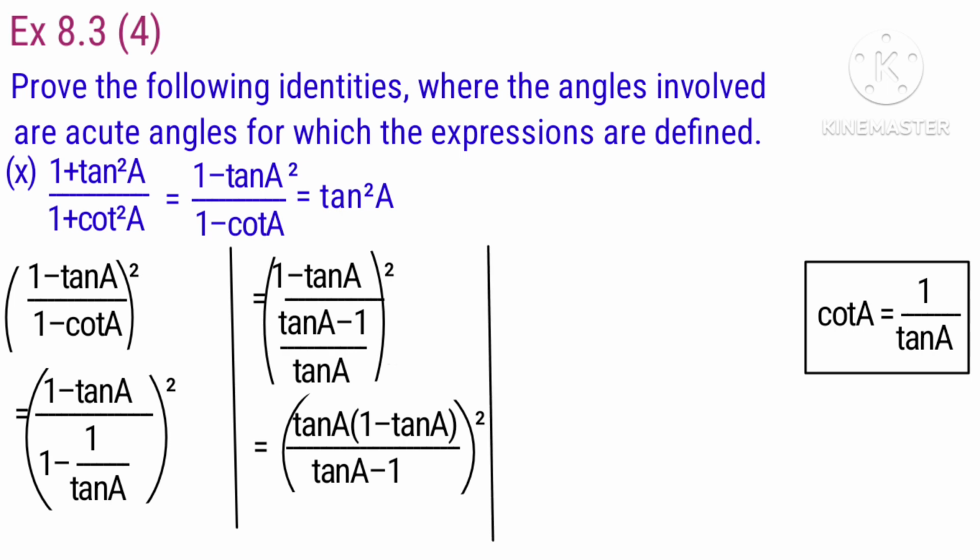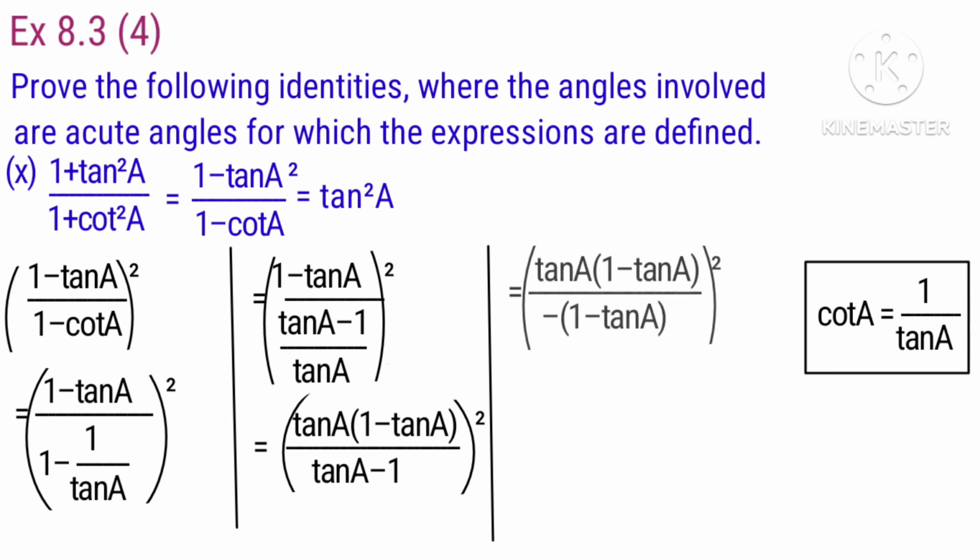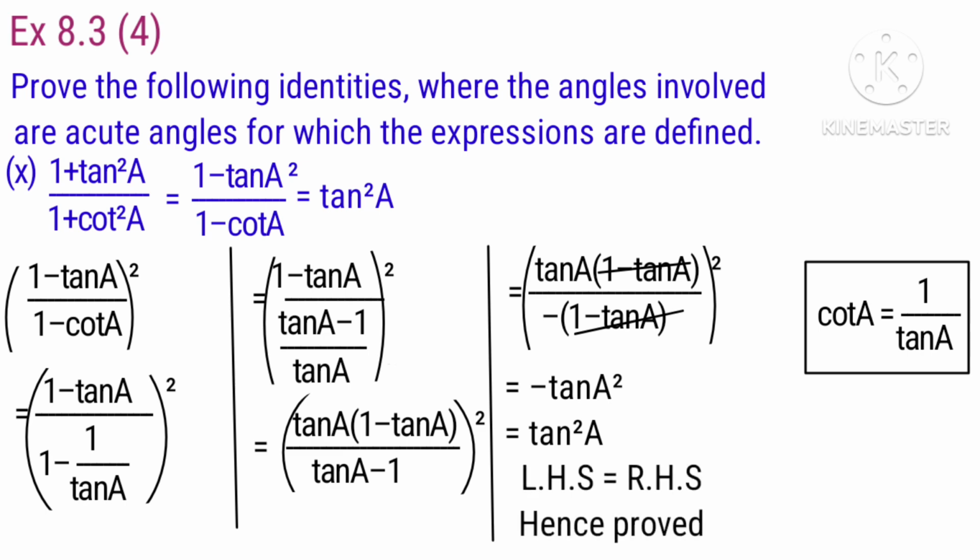So now we have to cancel the term. So in the denominator, we have to take the minus outside. So we'll get tan A into 1 minus tan A divided by minus into 1 minus tan A to the power of whole square. So 1 minus tan A in the numerator and the denominator will get cancelled. So we'll get minus tan A to the power of whole square, that is tan square A. So here LHS is equal to RHS, hence proved.